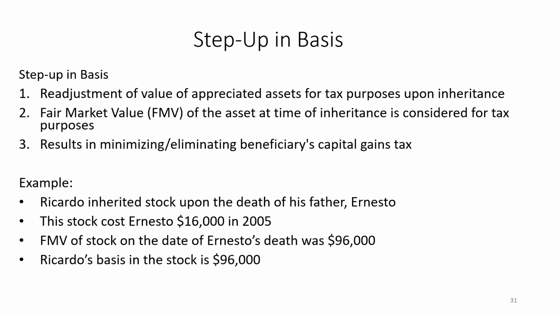And so let's look at the example here. We've got Ricardo. He inherited stock when his father passed away. And the father purchased the stock approximately 20 years ago for $16K. Well, the fair market value at the father's passing was $96K. The basis for the son is $96K. And again, that's the concept known as step up in basis. And you may see this from time to time at the VITA site. And you go back to the discussion we had when we were talking about capital assets.